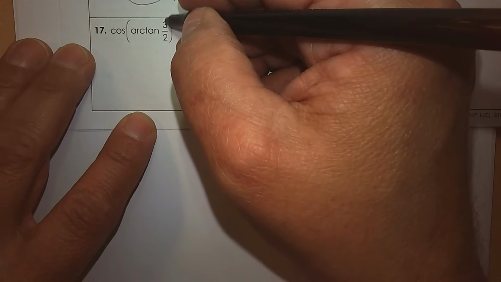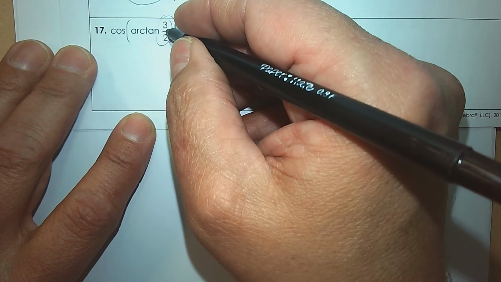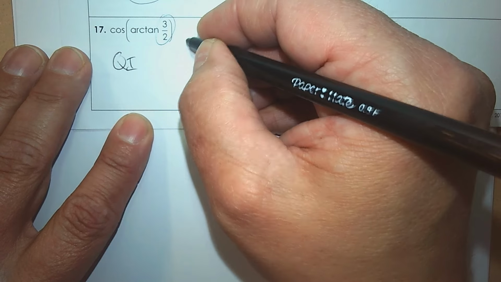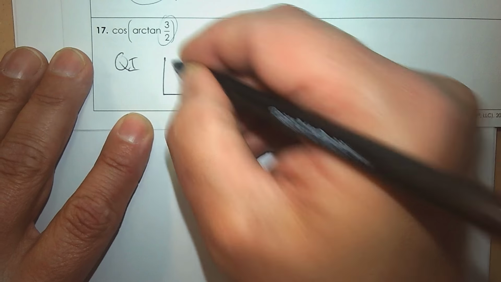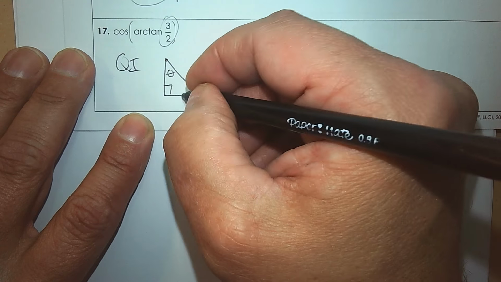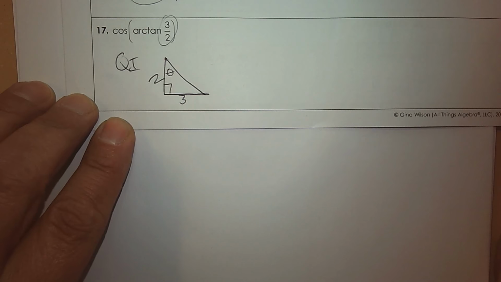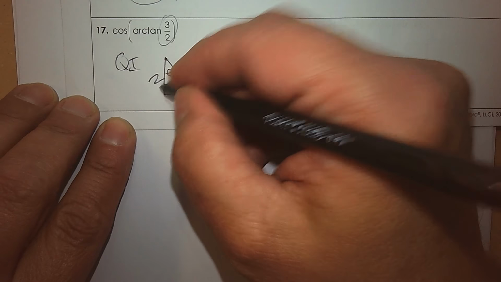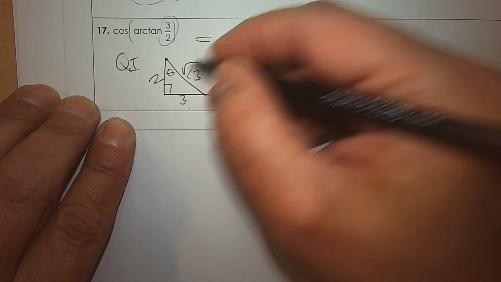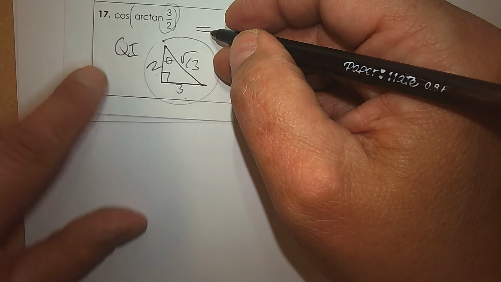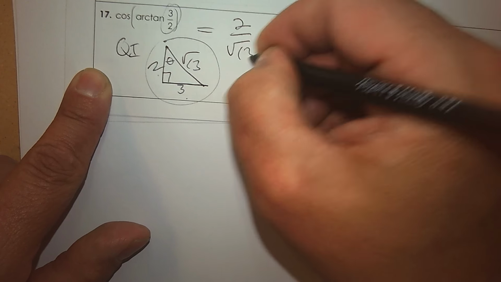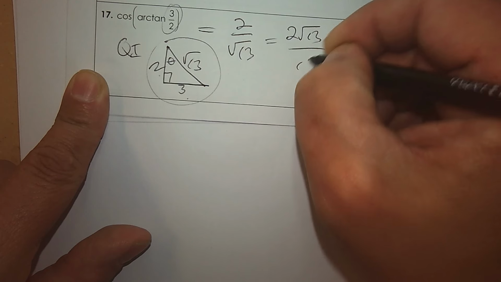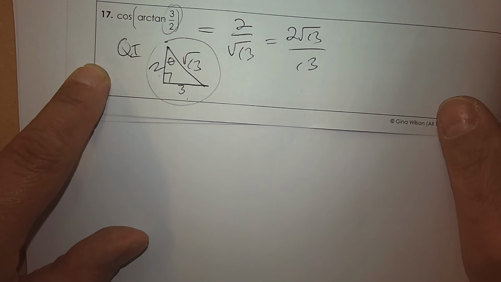Let's try it again. Arctangent 3/2. It's positive, so I know we're in quadrant 1, so I know this answer is positive. So I can just draw a right triangle, understand it's opposite over adjacent. 9 plus 4 is the square root of 13. Then using this triangle, what's cosine? And it's 2/√13. And you could write that as 2√13/13.